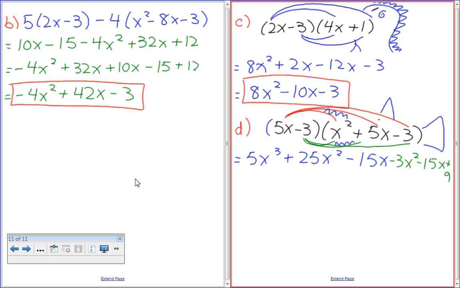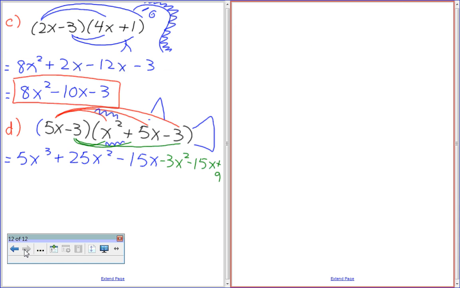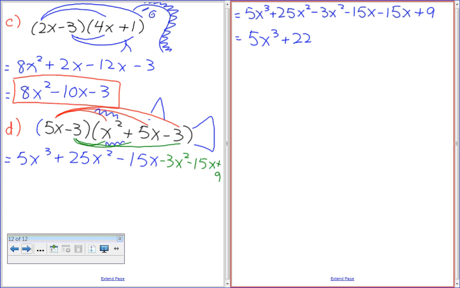Anyway, we're not quite done with this question. We're getting close, though. Kylie, can you finish one up for us, please? Good. And last person's doing that. Finish this up for the day. Go ahead. 5x cubed, plus 22x squared, plus 9.